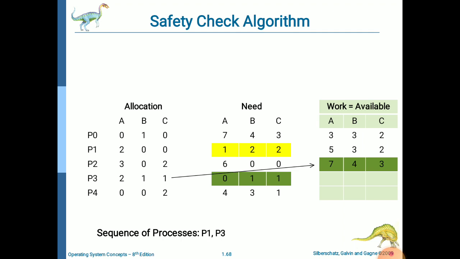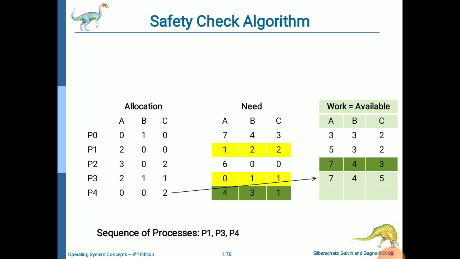Next we look for the next process, P4. P4 has a need of 4, 3, 1 and available resources are 7, 4, 3. Now it is possible to allocate. So we'll allocate and put P4 in the sequence, and the resources allocated for P4 are returned. Then it becomes 7, 4, 5. So P4 is finished.